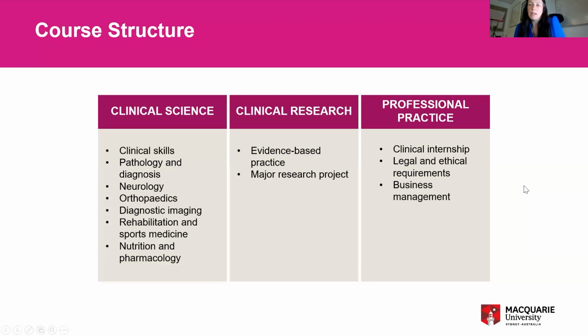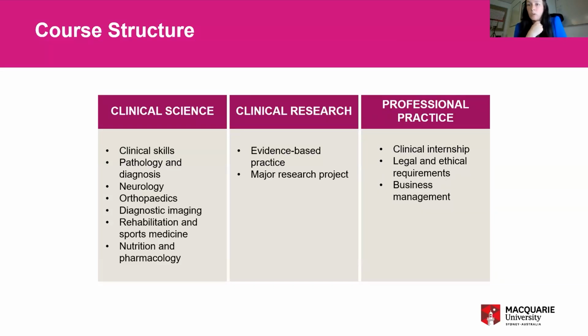Within the Master of Chiropractic, within either the 2 or the 3-year program, we have a number of units that basically fall into 3 different streams that we teach. These include units related to clinical science, clinical research, and then professional practice. The clinical science units form up the bulk of the program. This is a lot of what you'll cover in the first year, definitely, or the first 2 years of the program, so the first and second year.